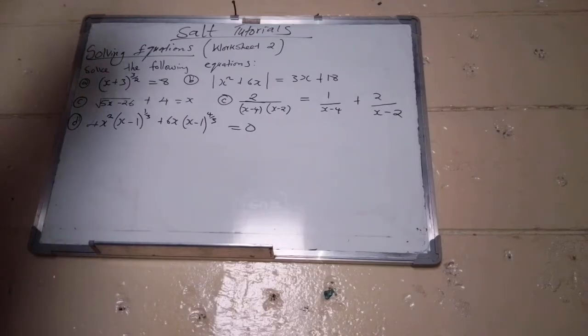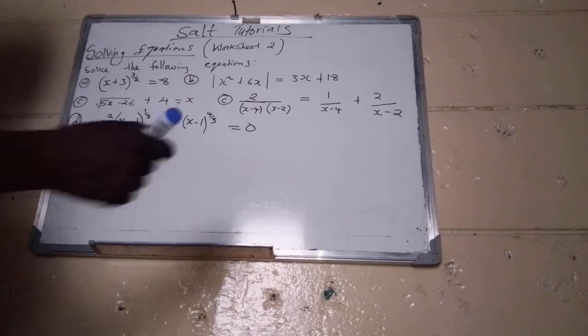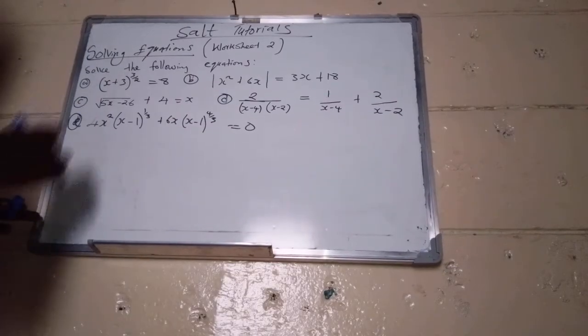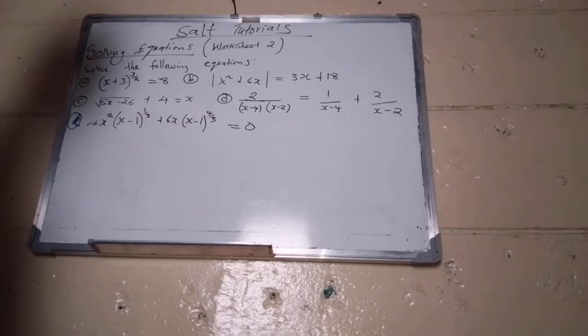We are told to solve the following equations, such as x plus 3 to the power 3 over 2 equal to 8, and the absolute value of x squared plus 6x equal to 3x plus 18, which is also an absolute value equation. I'm sure you understand how to solve that one. Then there's a radical equation. This D is a rational equation, and this E also involves radical equations. So let's see how we can solve these.